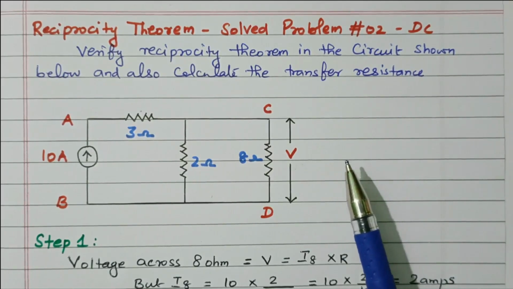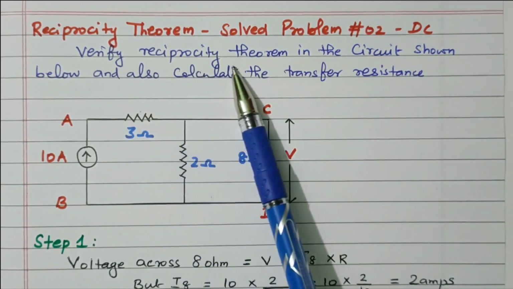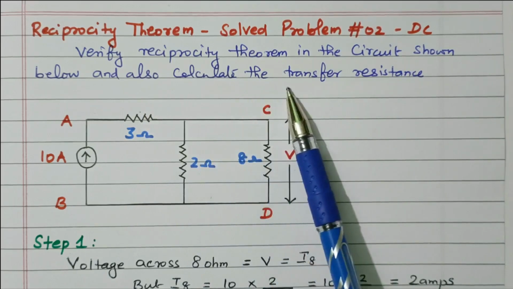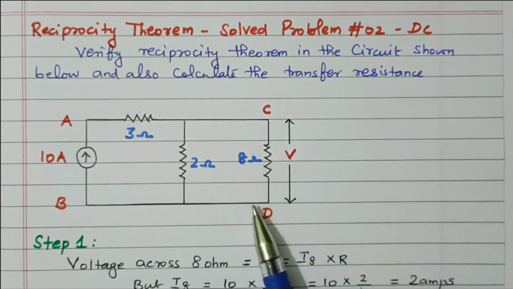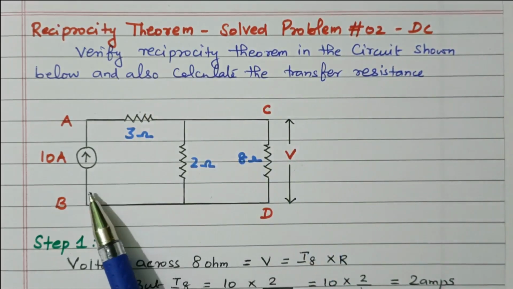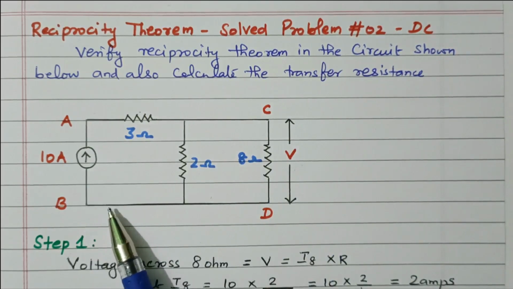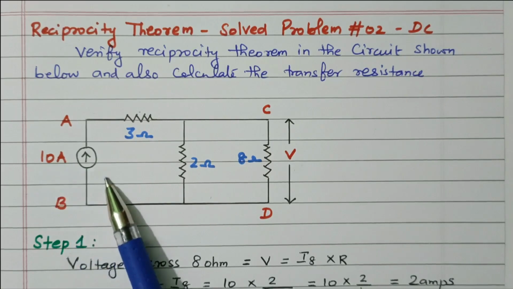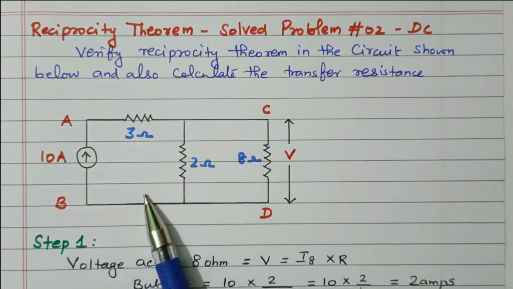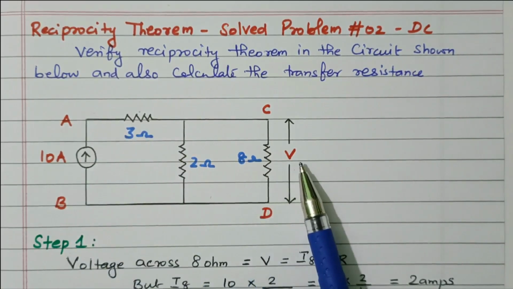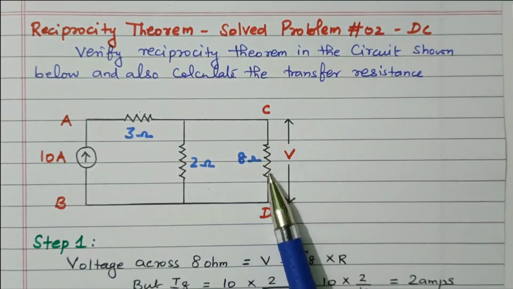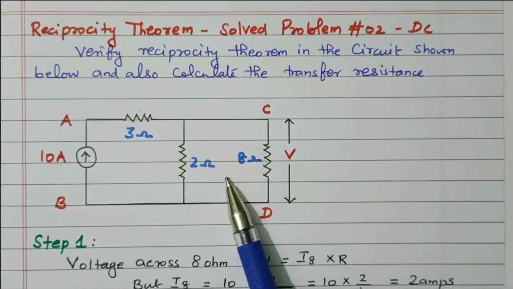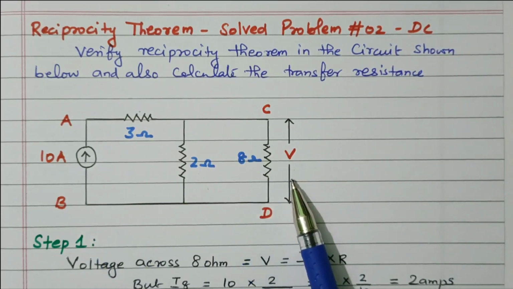Now we'll go to the problem. Verify reciprocity theorem in the circuit shown below and also calculate the transfer resistance. So the circuit is given, right? The reciprocity theorem is nothing but this: the current source is available in branch 1, and we are going to find the voltage in the second branch.